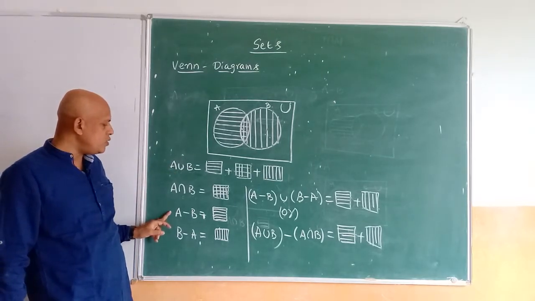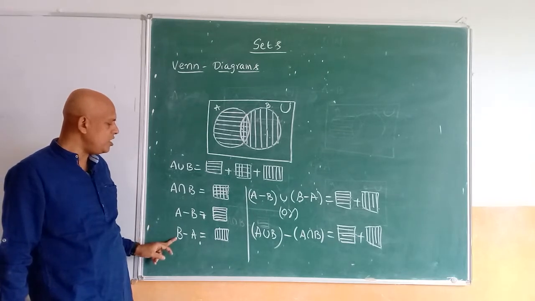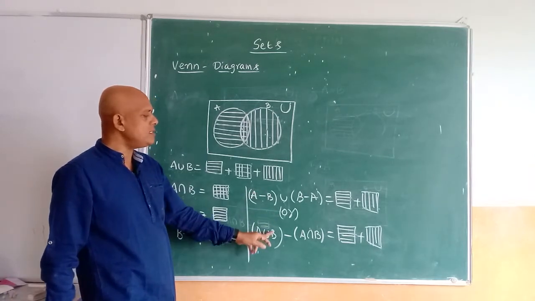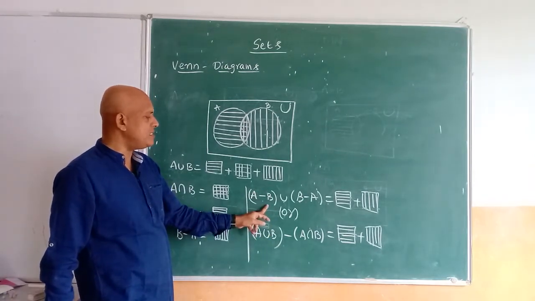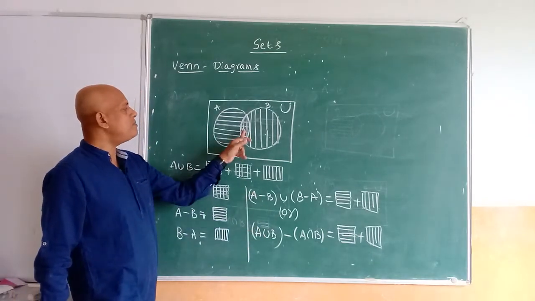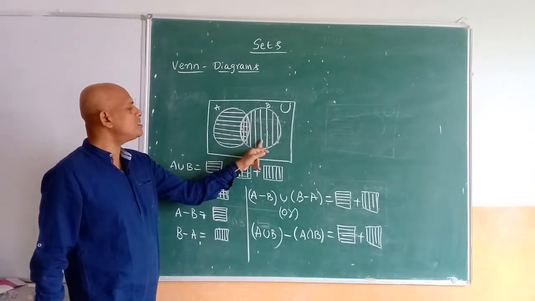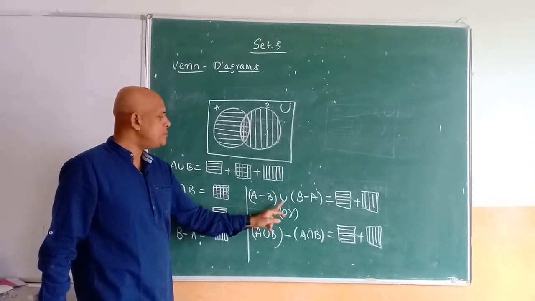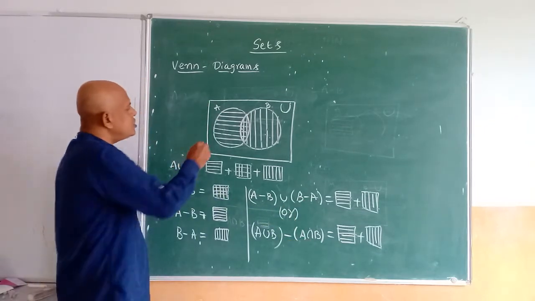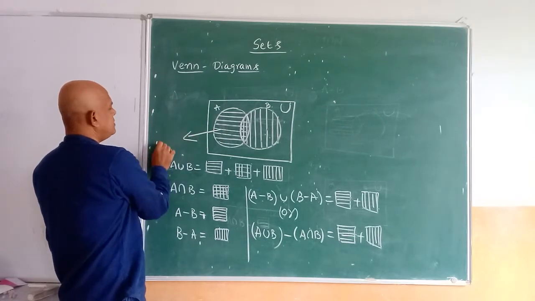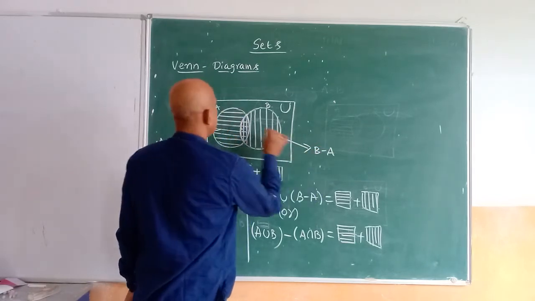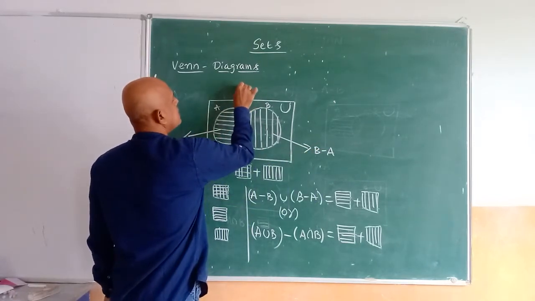This is A union B or A cup B, A intersection B or A cap B. A minus B, the difference of two sets, A minus B and B minus A, which is not equal to A minus B. This is also a difference of two sets, and these both come under the symmetric difference. It is the difference of two sets except the intersection part. These two parts combined are called the symmetric difference: A minus B union B minus A, or A union B minus A intersection B. This part is called A minus B, this part is called B minus A, and this part is called A intersection B.